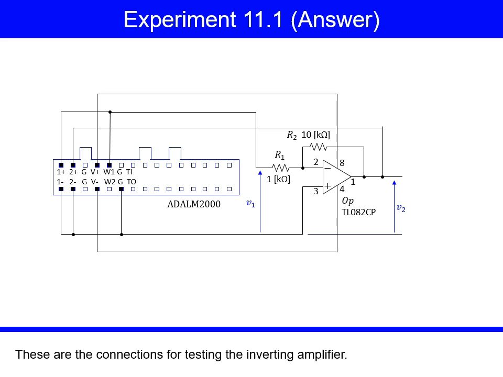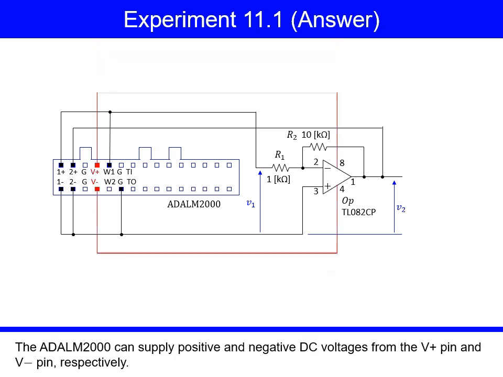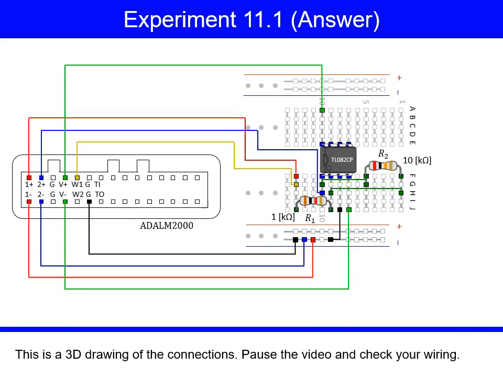These are the connections for testing the inverting amplifier. The ADALM2000 can supply positive and negative DC voltages from the V+ pin and V- pin respectively. This is a 3D drawing of the connections. Pause the video and check your wiring.